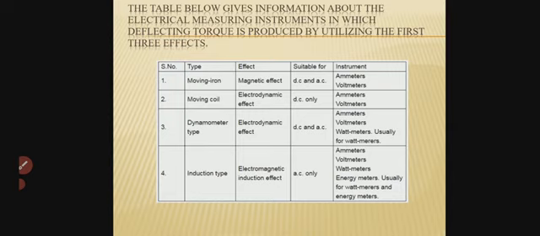What are the types of effect? This table represents the types of instruments, which type of effect they operate on, which types of sources they are suitable for, and what instruments are involved in this category.